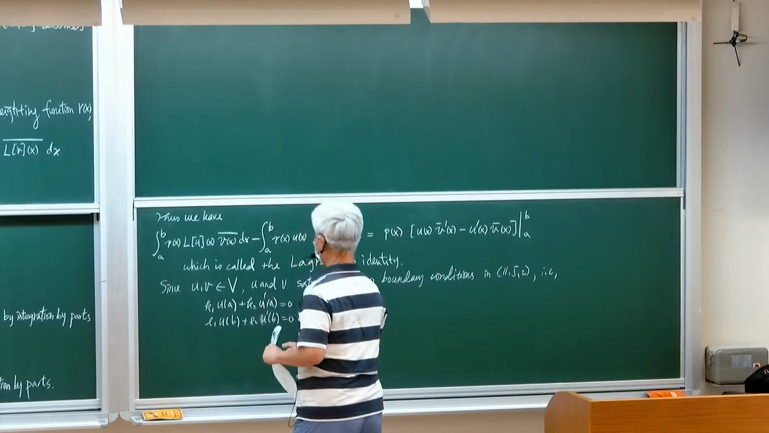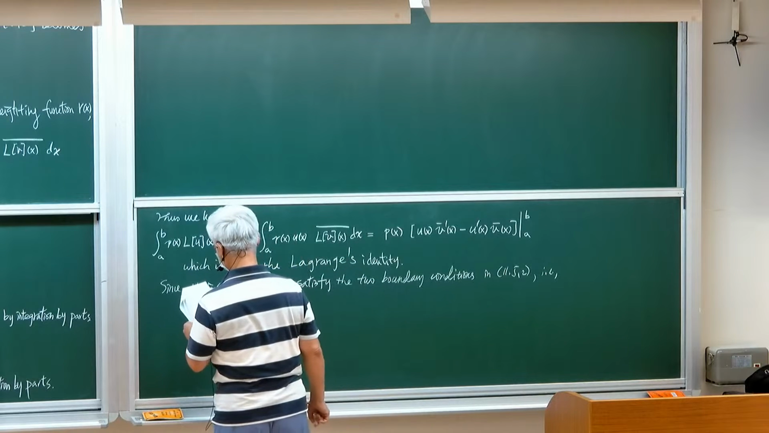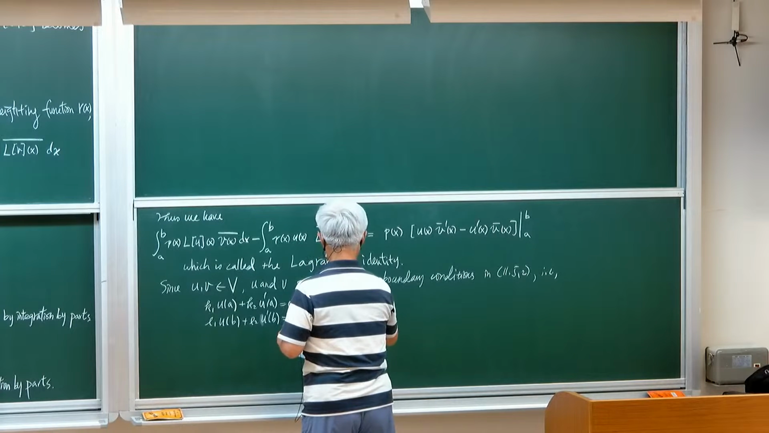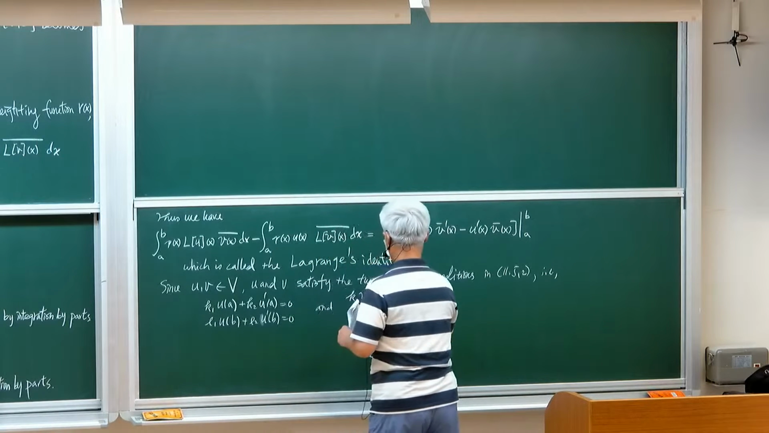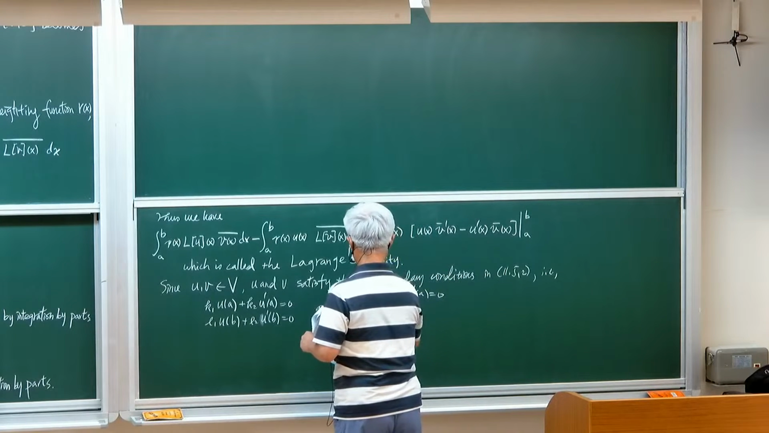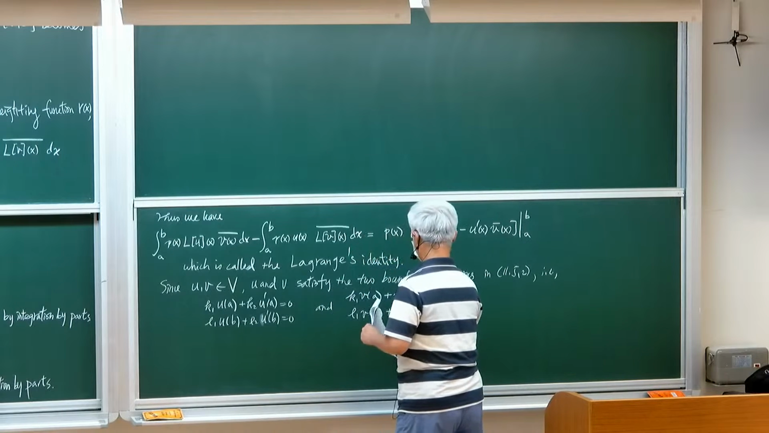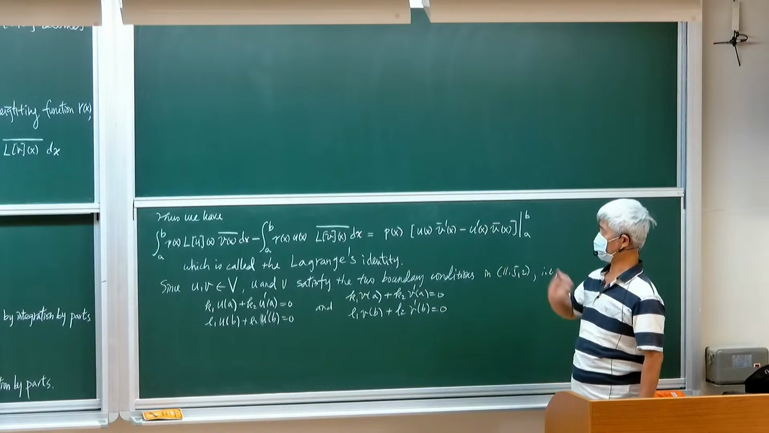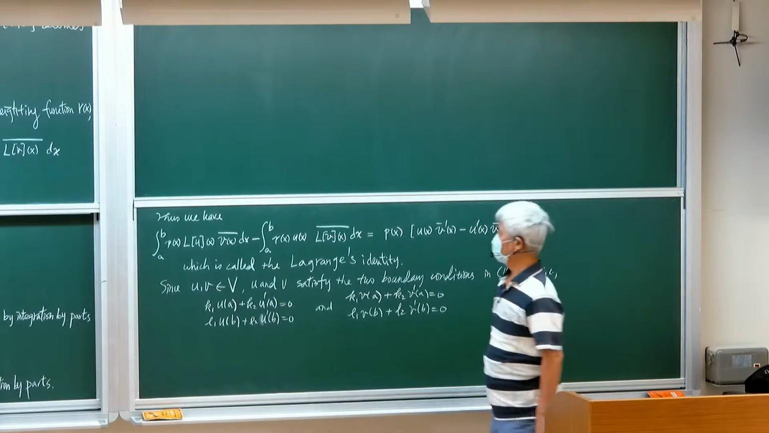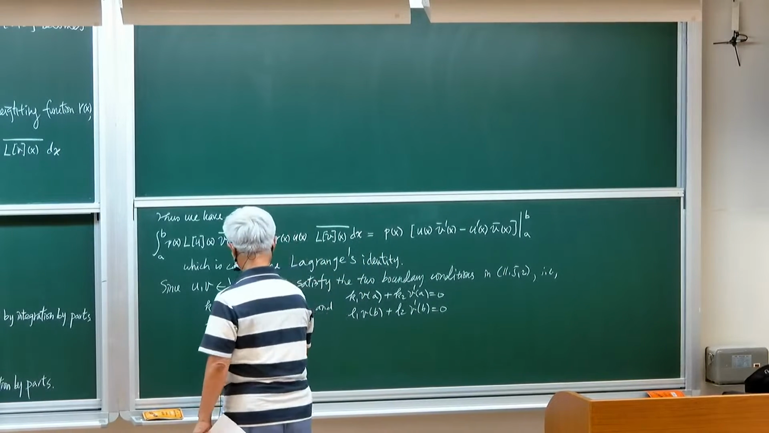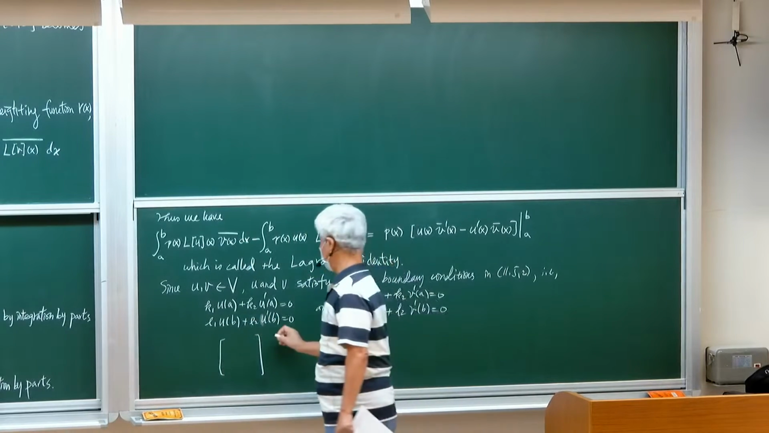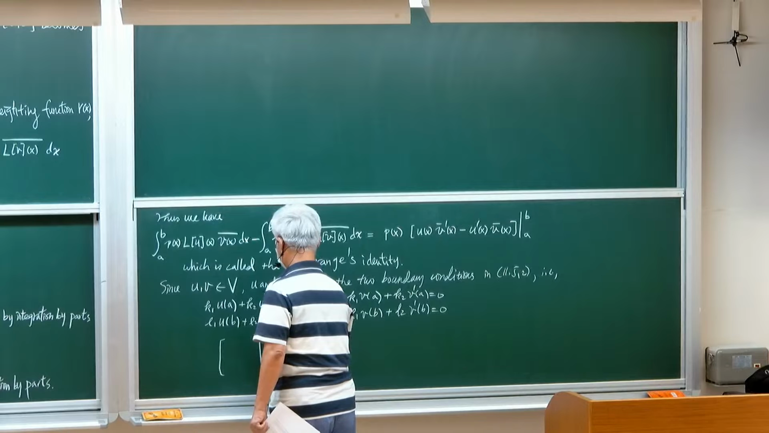Okay? And also K1 V(A) plus K2 V prime(A) equal to 0. L1 V(B) plus L2 V prime(B) equal to 0. Right? So they satisfy two boundary conditions. And we can write these two linear equations in terms of matrix.